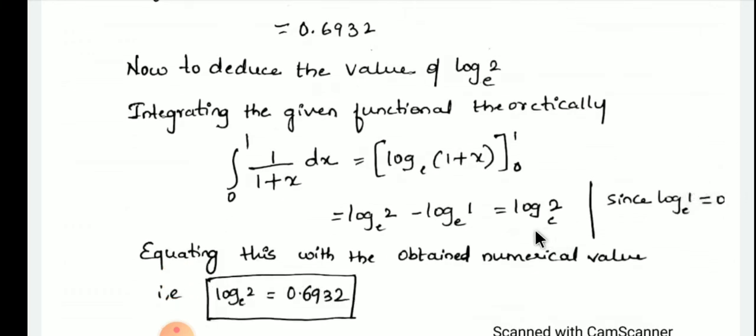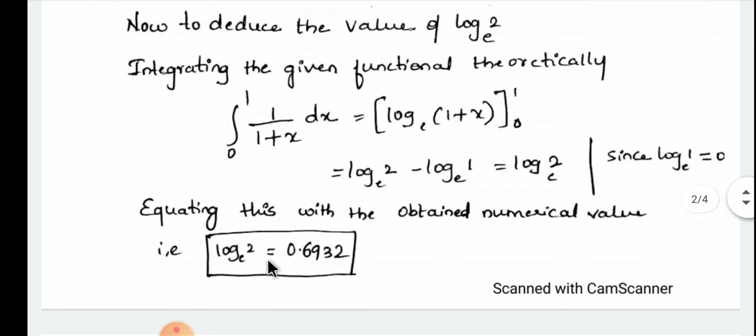Then equating it with the value calculated here, 0.6932 is equal to log to the base e 2. See here, if I press ln of 2, I'll get 0.6932 as the answer. Here also, by Simpson's 3/8 rule, I got the same answer. Both the theoretical value and the calculated value are tallied.